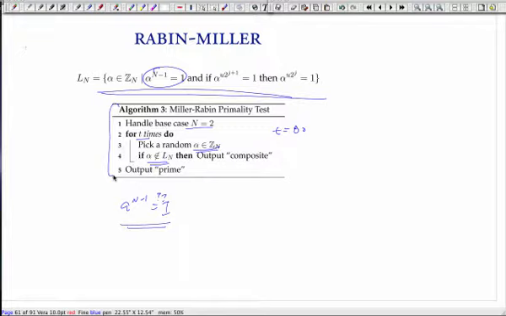I'll tell you the story. For a long time, we were wondering whether there was a way to check primality without random coins, and whether we could do that in polynomial time. And so the only way we knew was this Rabin-Miller algorithm from, again, the 1970s.